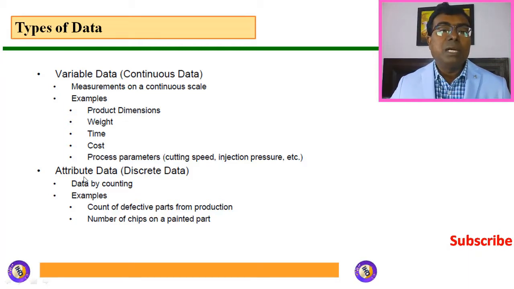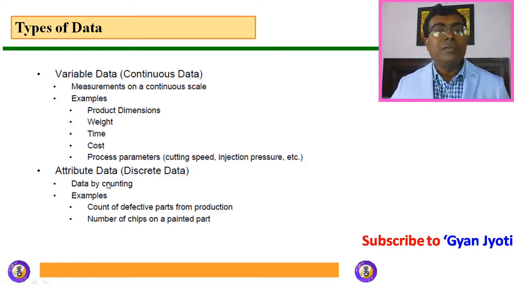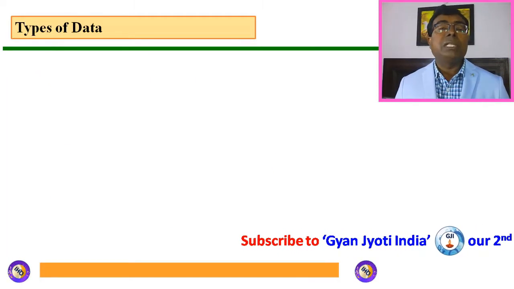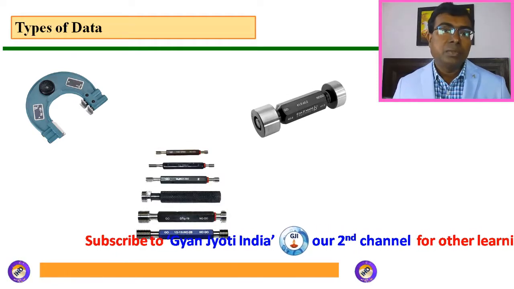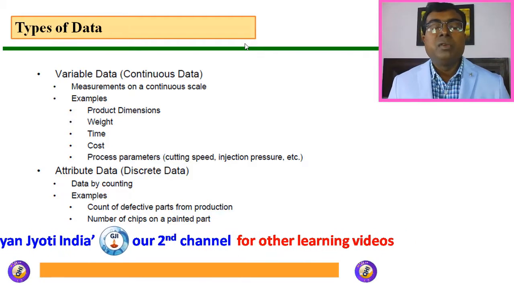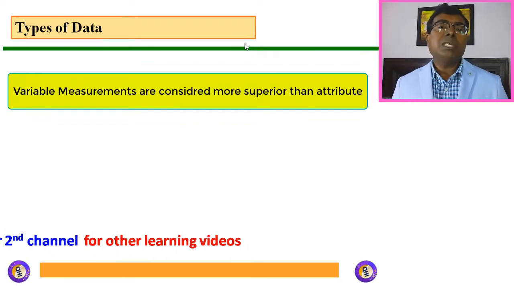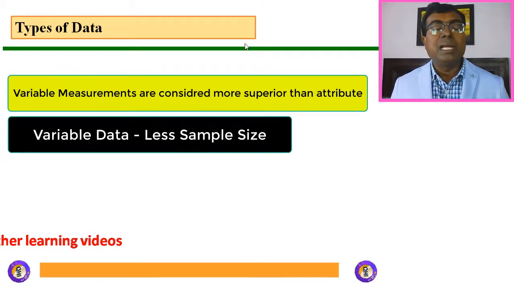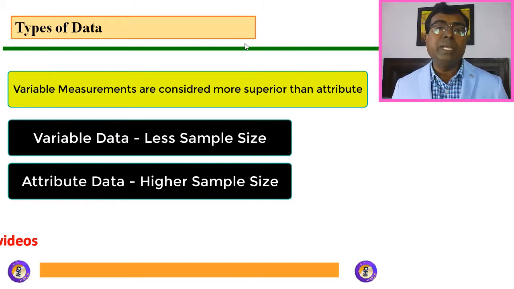On the other hand, the attribute data is basically data by counting. And the attribute data or the count data will always come in whole numbers. So all our decisions from visual inspection or with gauges like snap gauges, plain plug gauges or thread plug gauges will give us attribute results. Now here, one of the important things you need to remember: variable measurements are always considered superior to attribute. So in most of our studies, whenever we are using variable data, our sample size would be less, and in case of attribute data, which is considered to be less reliable, our sample size would be higher.